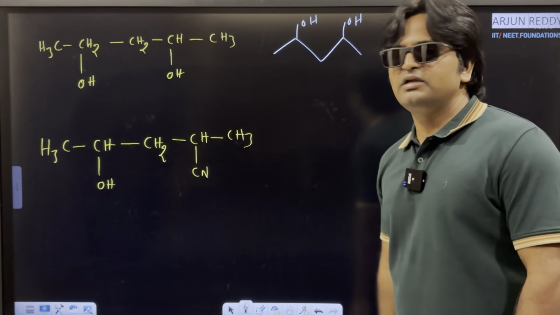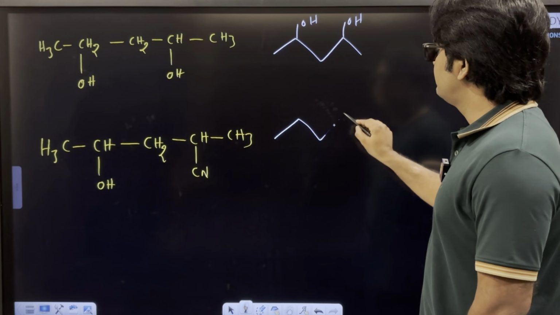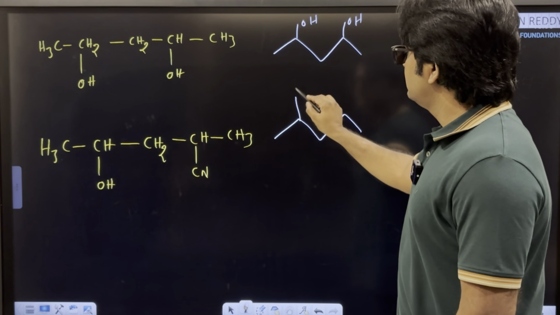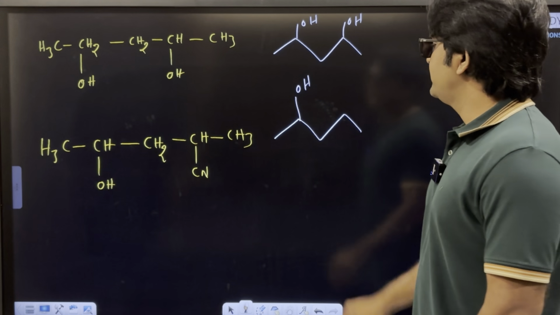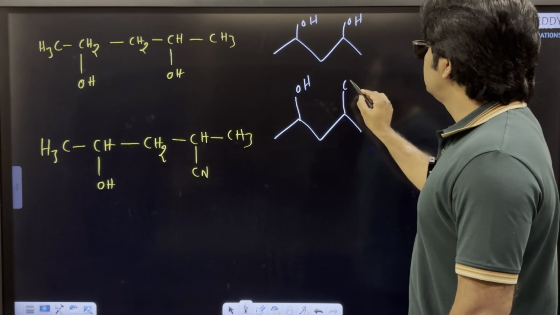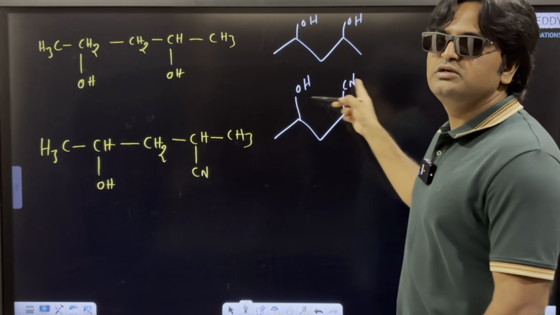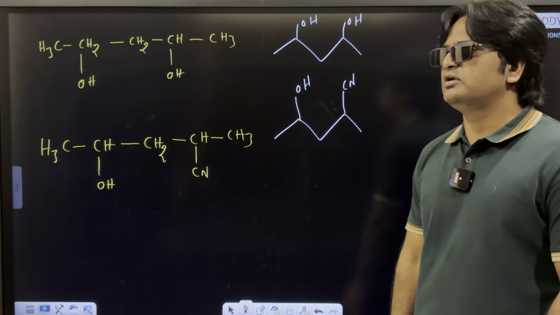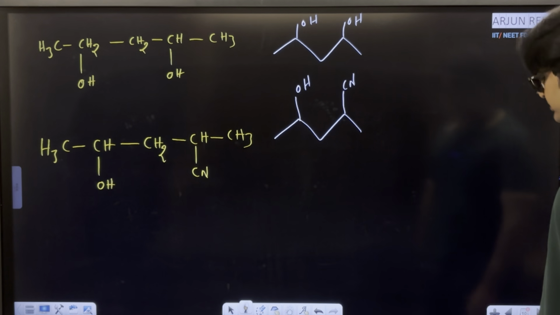How many carbons are there? 5 carbons: 1, 2, 3, 4, 5 carbons. At this carbon atom which is present? CN, right? And here, sorry, here OH, here Cl. C triple bond N, CN or C triple bond N, anyone, no problem. That is the bond line representation.